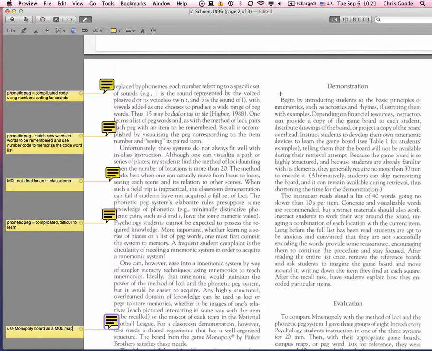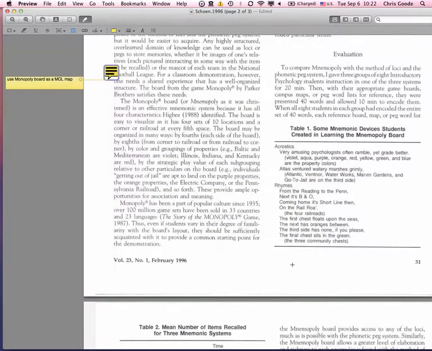So this part of the paper is the demonstration, but in the assignment that I would give for this paper, I'm really only interested in the evaluation. So here is where it begins. This is actually the methods part. And so I want to make a note that we're definitely talking about methods here. To compare Monopoly... Nemopoly. Ugh, so awkward. With the method of loci and the phonetic peg system.